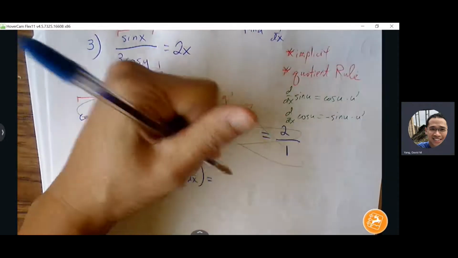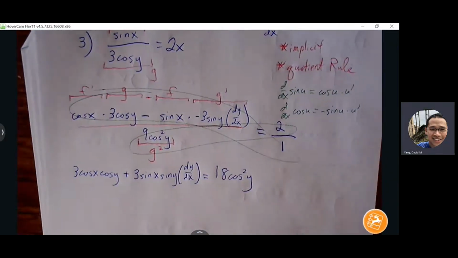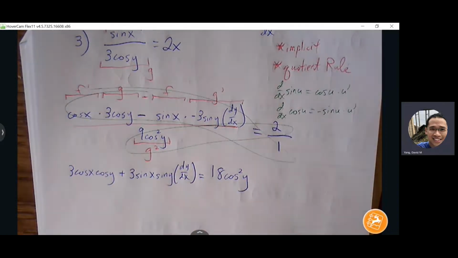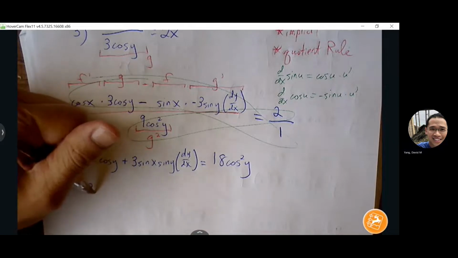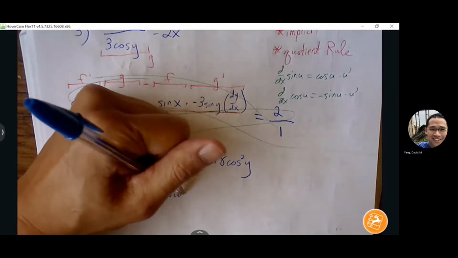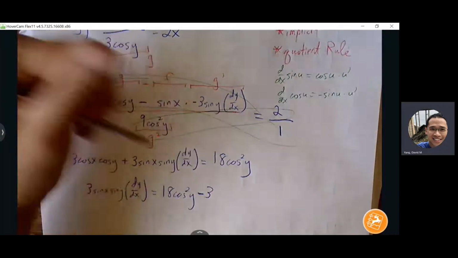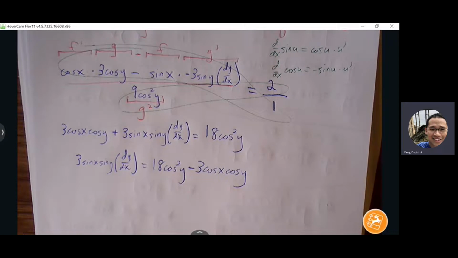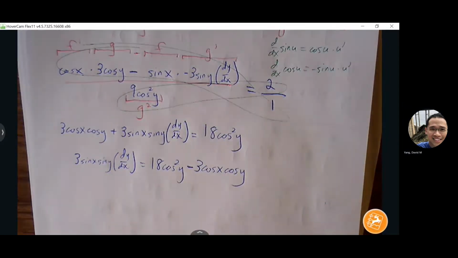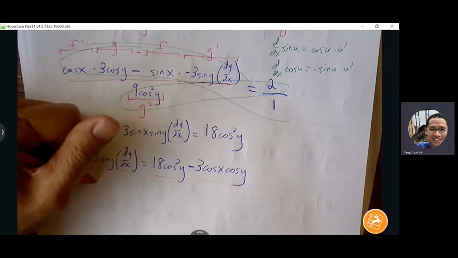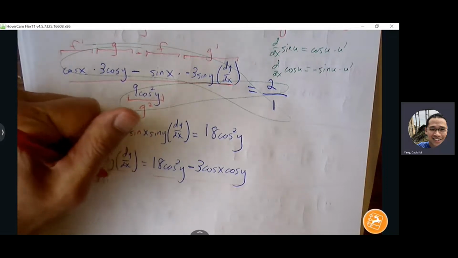Two times 9 is 18. It's only one dy dx term. I'm just going to keep this on the left, subtract 3 cosine x cosine y over, and then divide out, isolating that dy dx. Final step, let's divide the 3 sine x sine y over. Well, we can do a little bit of cleanup after this, but at least we can move towards isolating that dy dx.